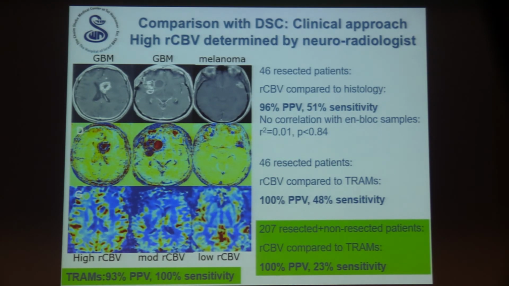For example, the 207 patients in the larger cohort included 30 patients with small brain mets, which never show any sign on RCBV. So this looked a little bit more like what we are used to from the clinic, about 25% sensitivity of RCBV to tumor.